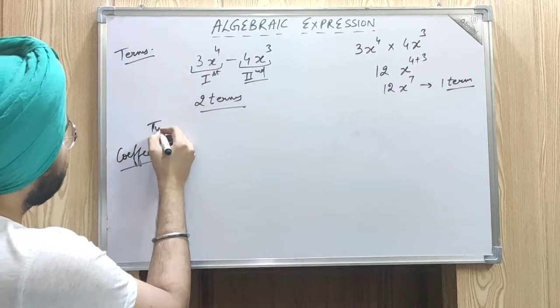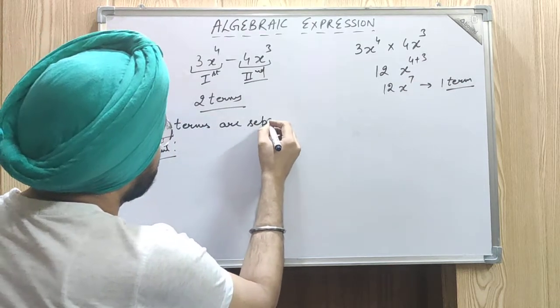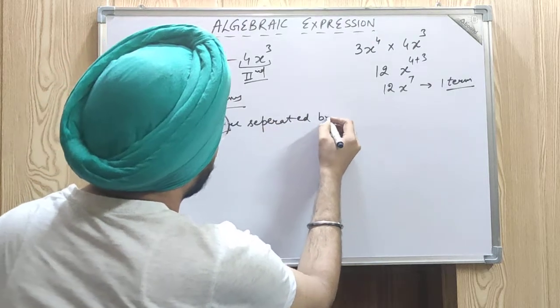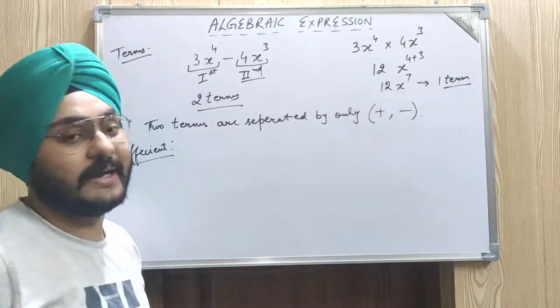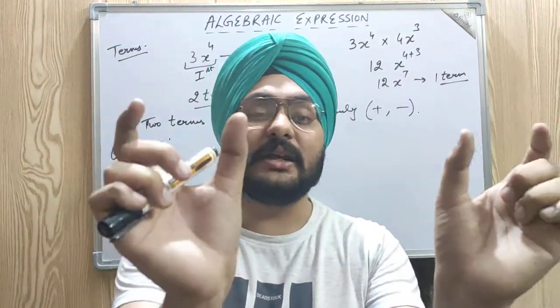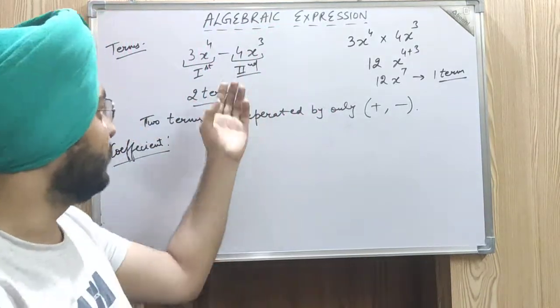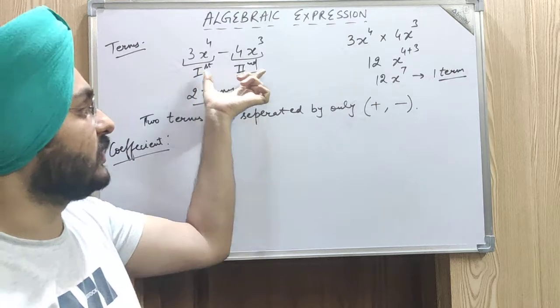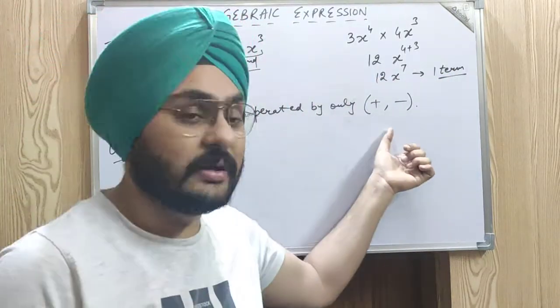So basically I can say two terms are separated by only positive and negative signs. So if a first term and a second term are there, the sign in between should be positive or negative. So see here we are having two terms and here we are having just one term. So I hope these things will be clear.